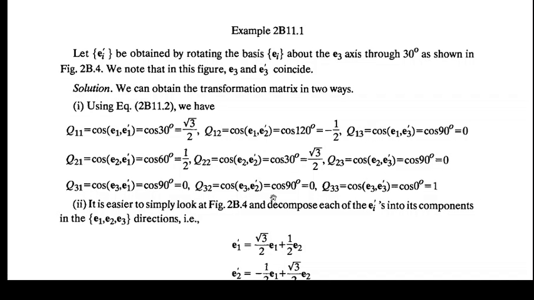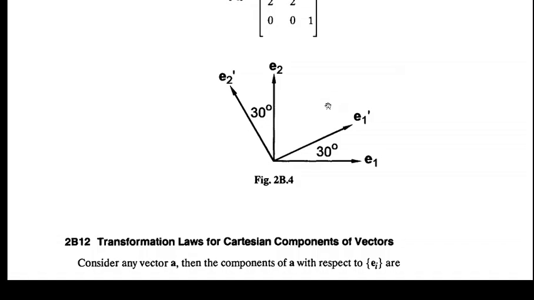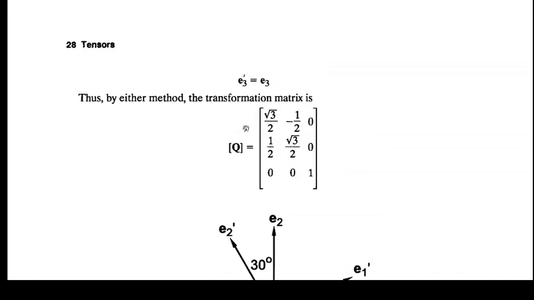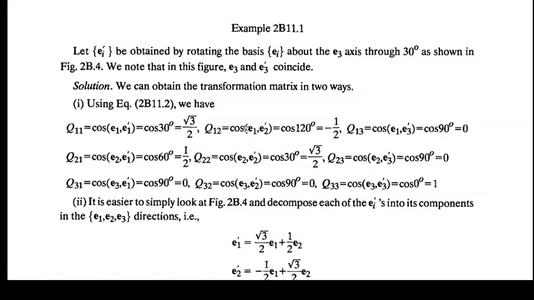Now this is an example: if you have Ei dash, the primed bases can be obtained by rotating Ei about the E3 axis, that is, we have fixed the x3 axis, through an angle of 30 degrees as shown in the figure. Let's see the figure. This is E1, this is E2, and your third axis is fixed. We are rotating the system about the x3 axis and obtaining the dash system, E1 dash and E2 dash, with an angle of 30. This is 30 and this is 30. We have to calculate the orthogonal matrix Q, the transformation matrix between the two systems.